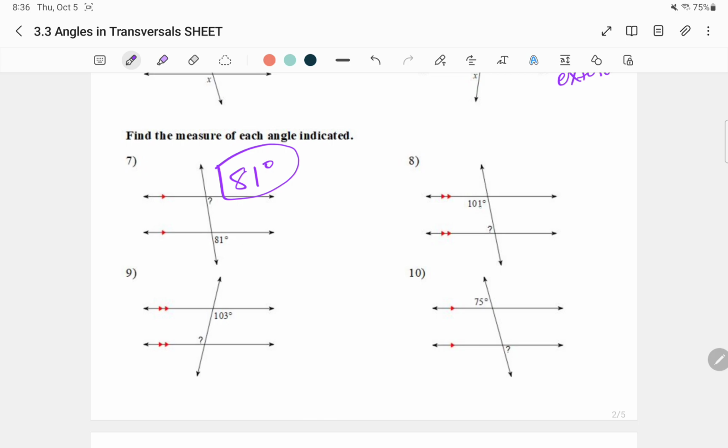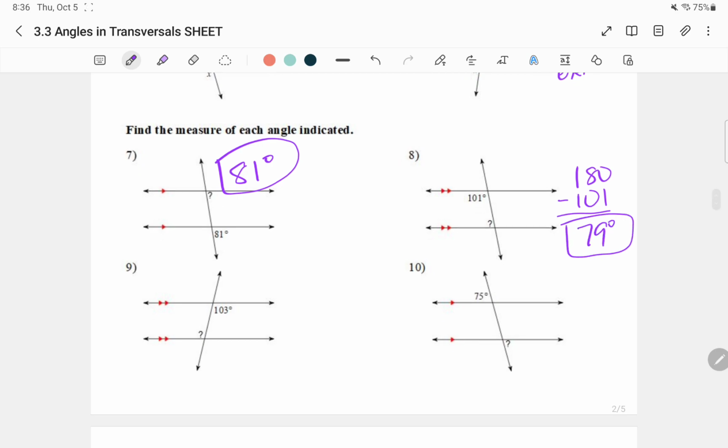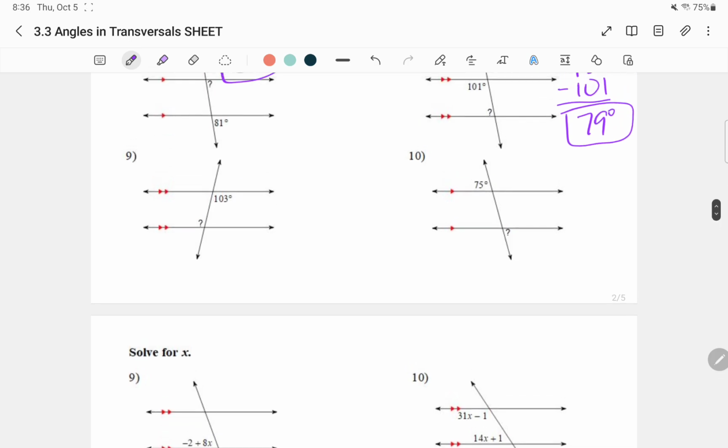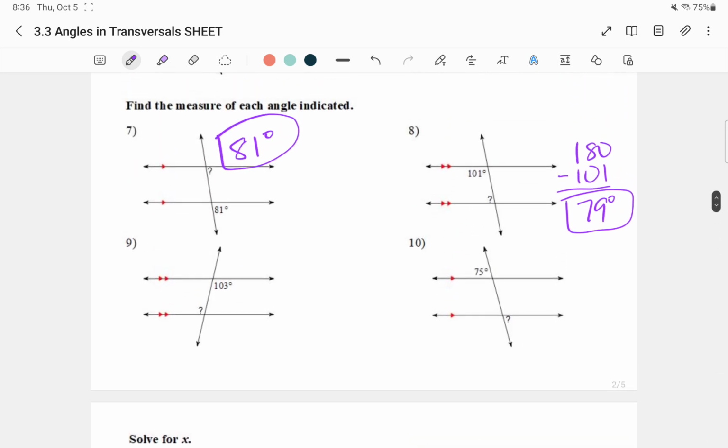Number 8, they're both on the inside of the parallel lines and they're on the same side. So same side interior adds to 180. So they're not equal, they add to 180. I'm going to subtract 180 minus 101, and that gives me 79 degrees. All right, and then go ahead and try 9 and 10. Pause the video, see if you can do those.